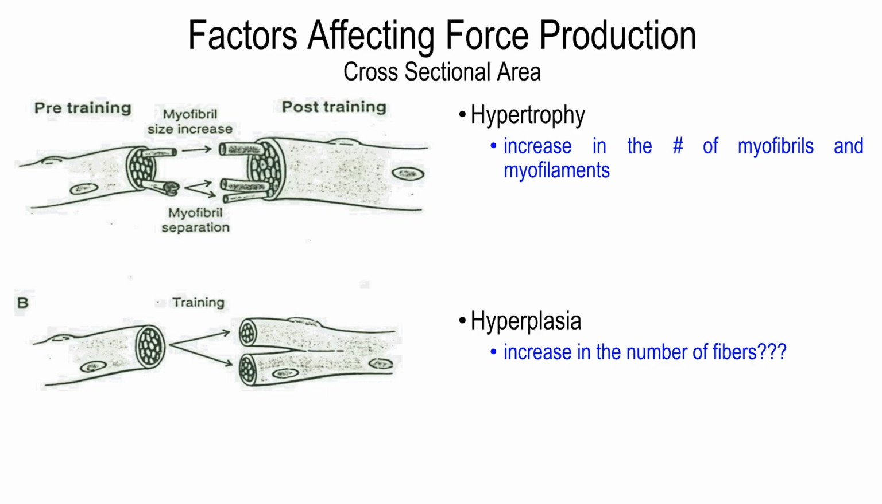Cross-sectional area is one factor affecting force production. Hypertrophy, an increase in myofibrils and myofilaments, contributes to increased force. Hyperplasia, a debated increase in fiber number, might also be a factor.